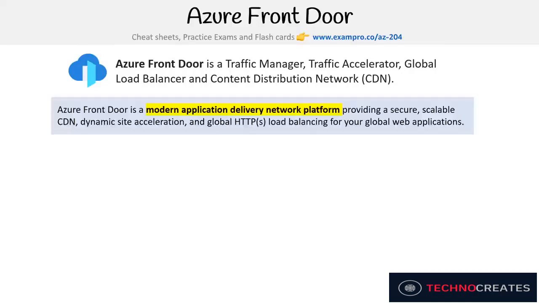But the idea here is Azure Front Door is a modern application delivery network platform. So the idea is that it can do all these things: provide a secure, scalable CDN, dynamic site acceleration, and global HTTPS load balancing for your global web application. That's the definition that Azure has.